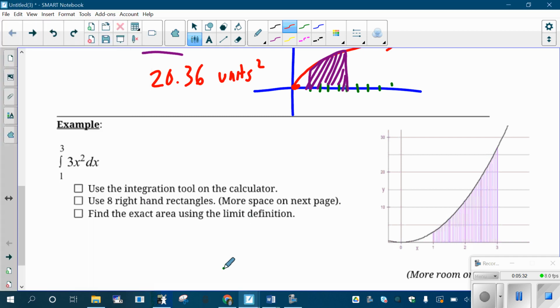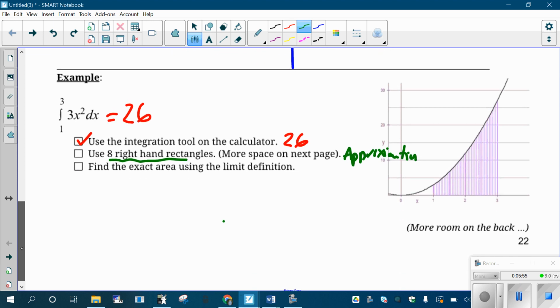$26. That's the answer. That is the exact area under the curve. Please note that this is exact. If I use 8 right-hand rectangles, keep in mind it's an approximation. I'm only using 8 rectangles. If I wanted it to be exact, I'd have to use infinitely many rectangles. So this is going to give us an approximation. We can see how close that approximation is. Okay?